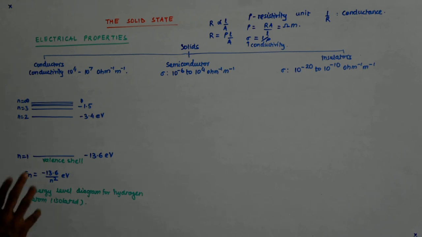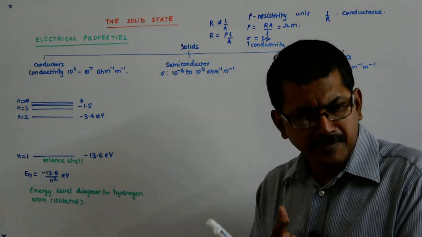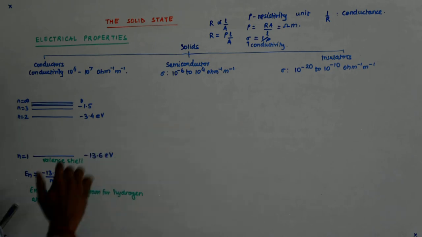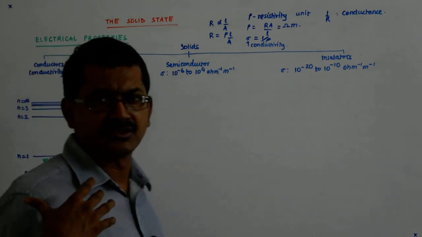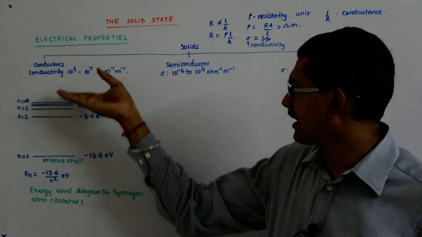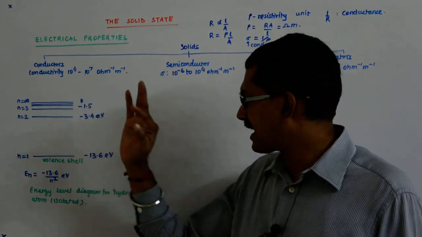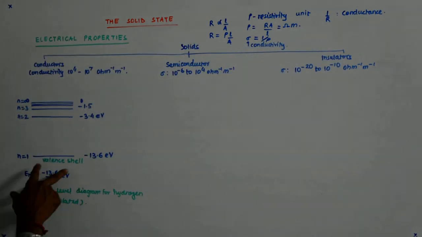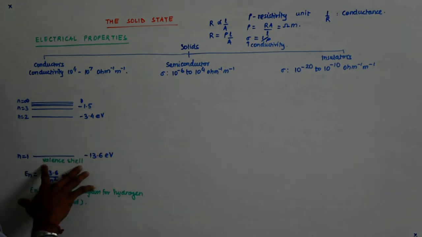Now what happens if they start coming together as a solid and there are so many atoms present? I am not talking about hydrogen, maybe something else whose gaseous isolated atom will have similar kinds of energy levels. Some differences here, but it looks almost the same. Maybe this energy level is different, that one is different. But here it is a valence shell. This is a valence shell.